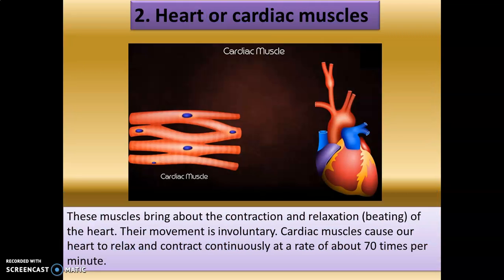Then the second type that we have is the heart or the cardiac muscles. As the name suggests, these are the muscles present in the heart that bring about the contraction and relaxation, that is, the beating of the heart. As I already explained, the movement is involuntary. Cardiac muscles cause our heart to relax and contract continuously at a rate of about 70 times per minute. So that is one heartbeat.